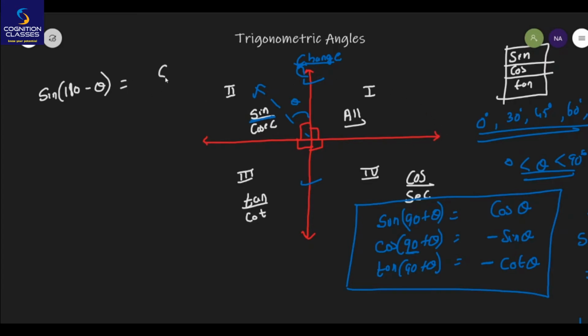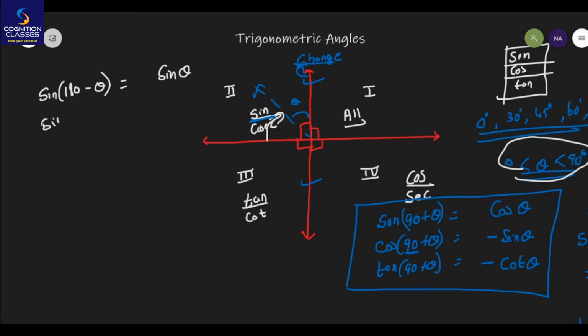So sine will remain as it is. Sine 180 minus theta will be sine theta, but 180 minus theta will fall in which quadrant? Always assume that theta in this whole chapter is an acute angle. So 180 minus theta will obviously fall in the second quadrant. 180 degree is this, and minus theta is somewhere here, correct? So 180 minus theta will always fall in the second quadrant. In the second quadrant sine is positive, therefore sine 180 minus theta will be equal to sine theta.